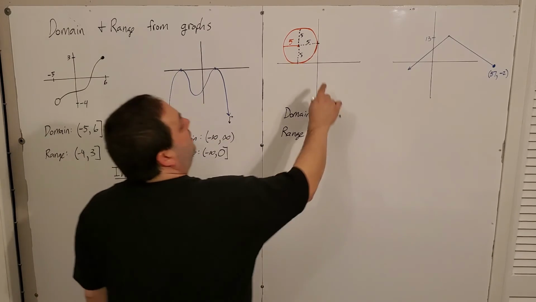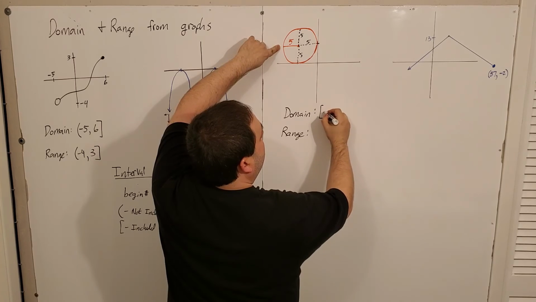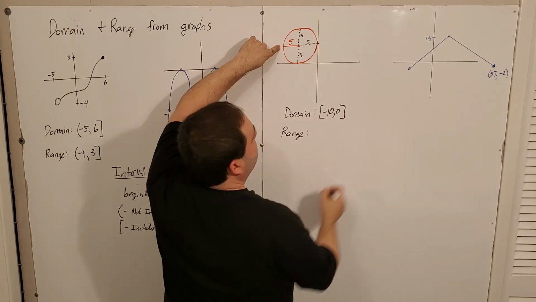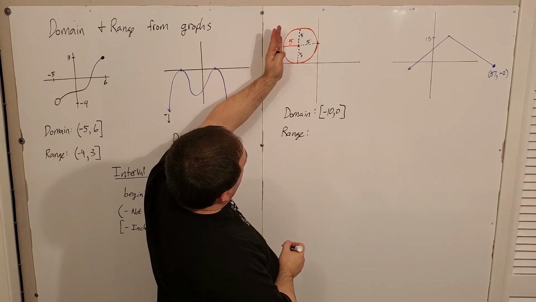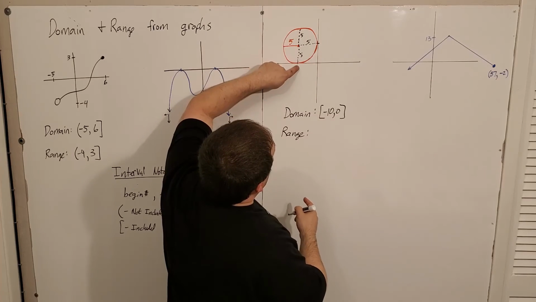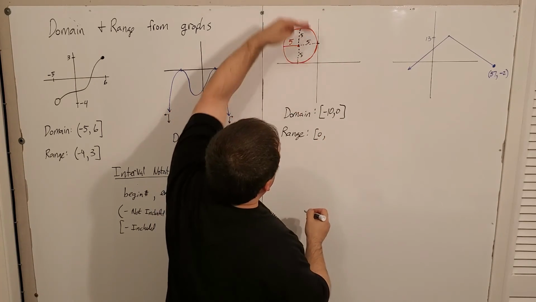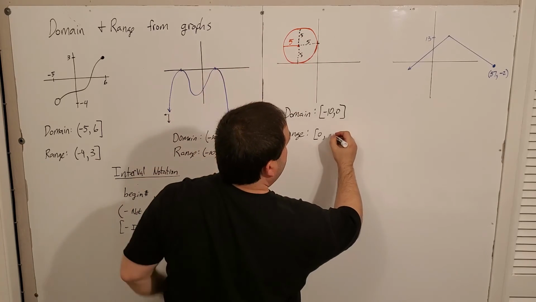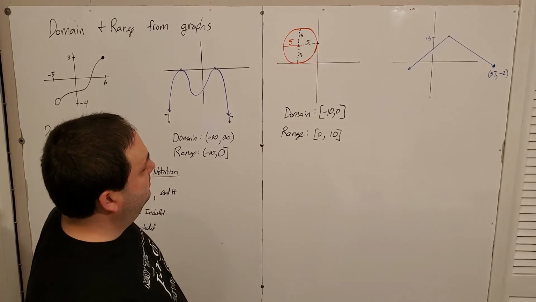Well, all right. So that means my domain is going to go from -10 to 0, right? Because it starts over here, hits over there. And then my range from bottom to top, it starts at 0 and goes up to 5 plus 5 goes up to 10. Right? All right.